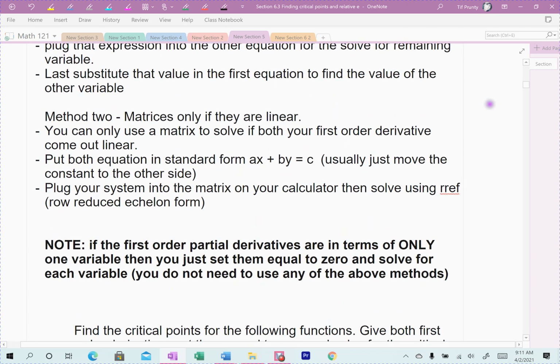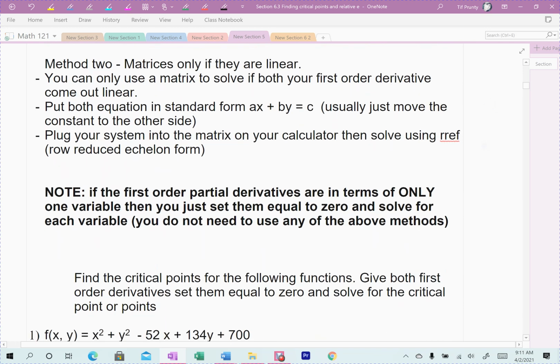The second method is a special case, which allows us to use technology, our graphing calculators, to solve. Method 2 only works if they're linear, meaning you can use a matrix to solve your system of equations, and I'll show you how to do this when we get to it.